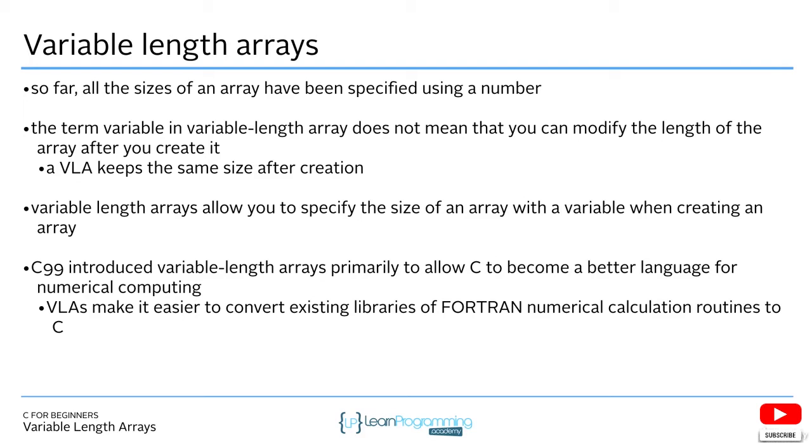So if you're a Fortran programmer, you may want to use this when you're migrating, or if you're converting code. If you're porting your Fortran code, trying to convert it to C, you may want to use this. You cannot initialize a VLA in its declaration. So there's no initialization when you're talking about variable length arrays.